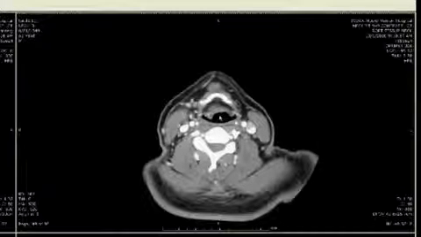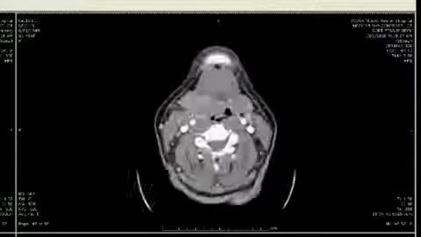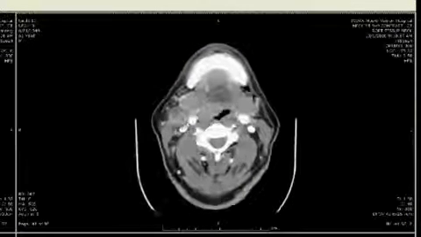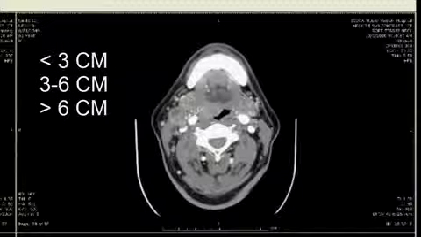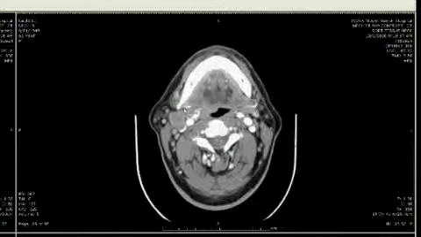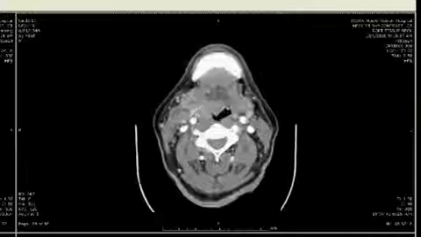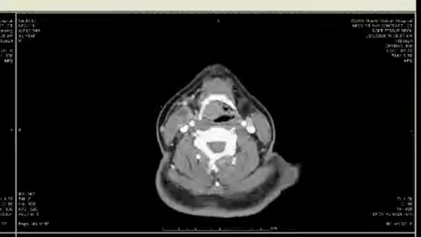So the next part of the staging is going to be the N staging, which is the lymph node chains. And with lymph nodes, we have to measure them and see whether they're less than 3 centimeters, they're 3 to 6 centimeters, or they're greater than 6 centimeters. In this case, we have lymph nodes that are less than 3 centimeters, but there are multiple ipsilateral lymph nodes that are less than 3 centimeters.